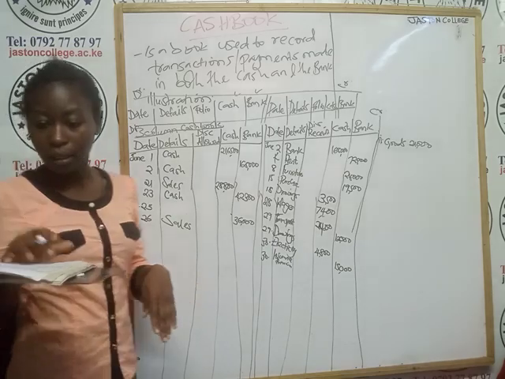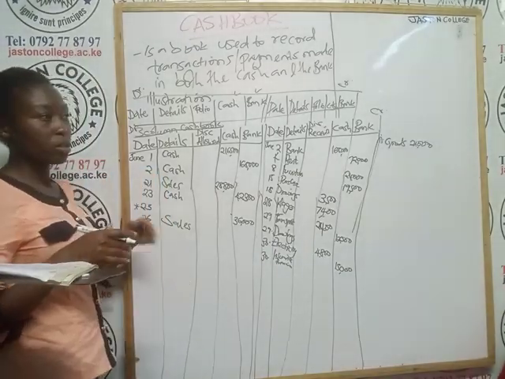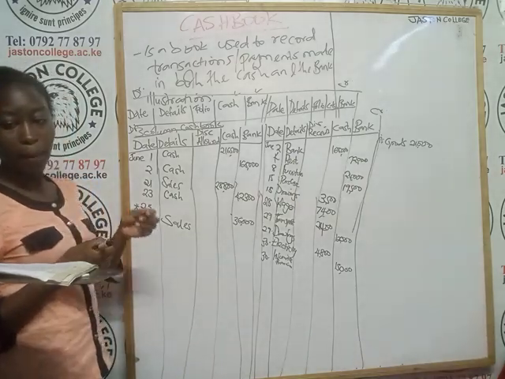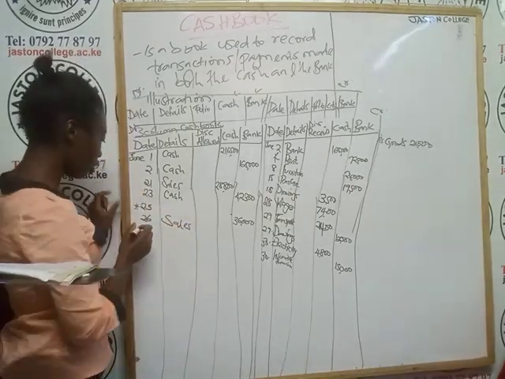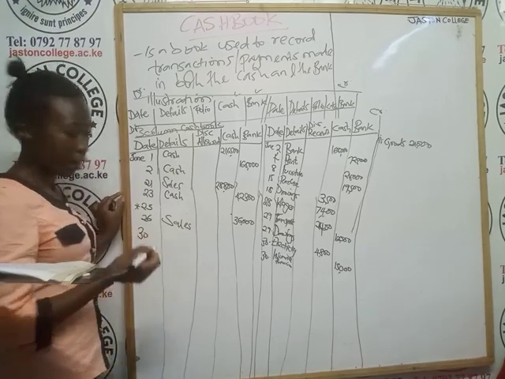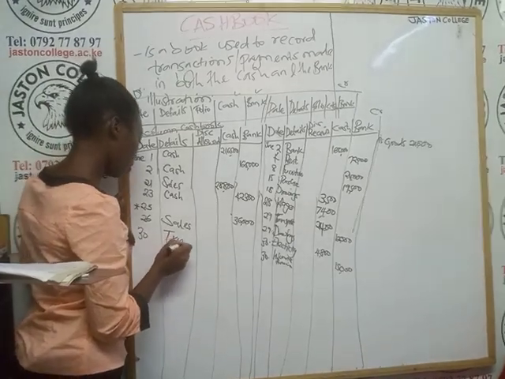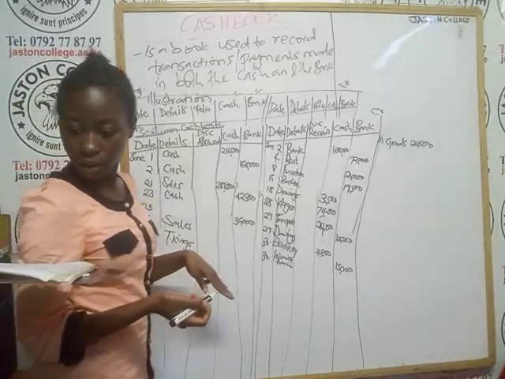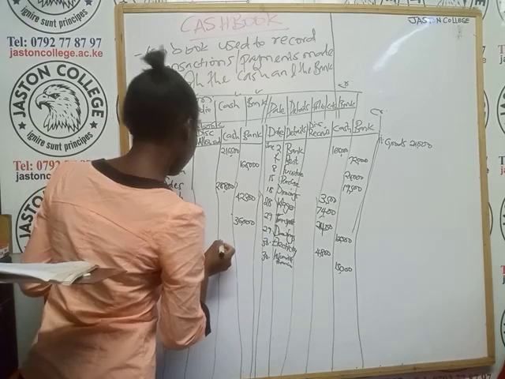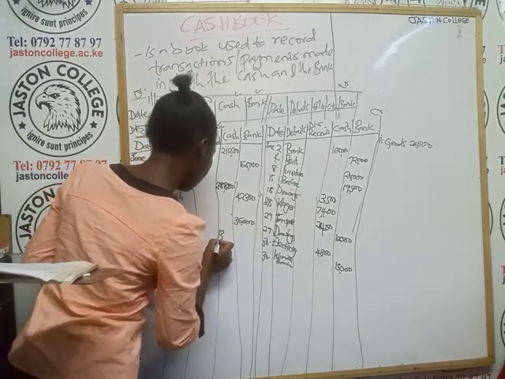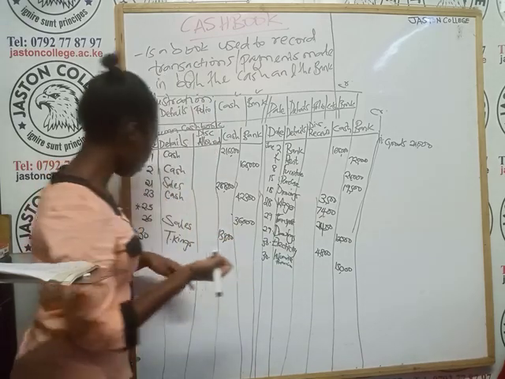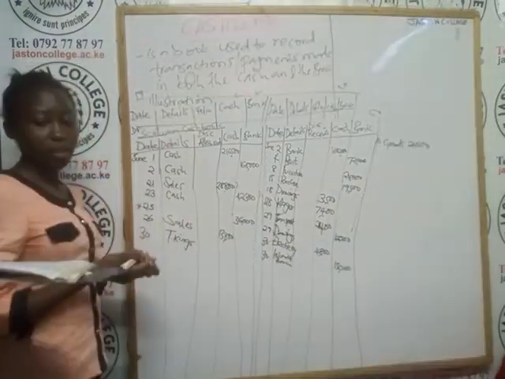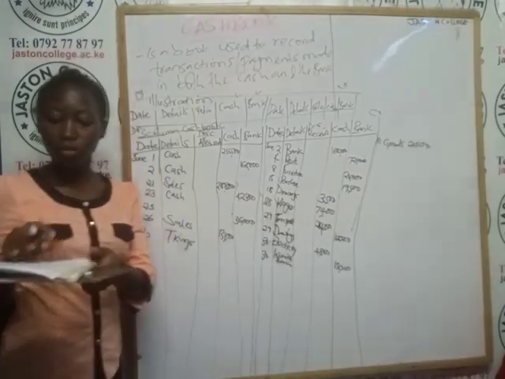He was our debtor, and cash was received. So we are going to debit our cash account. So on the 30th, Tickings paid our business with 13,800. So cash increased with 13,800, in full settlement of amounts due from him.